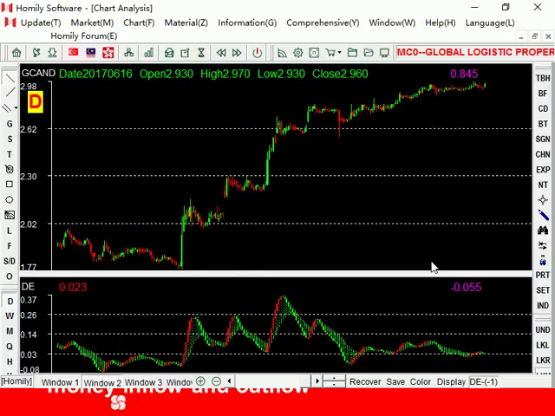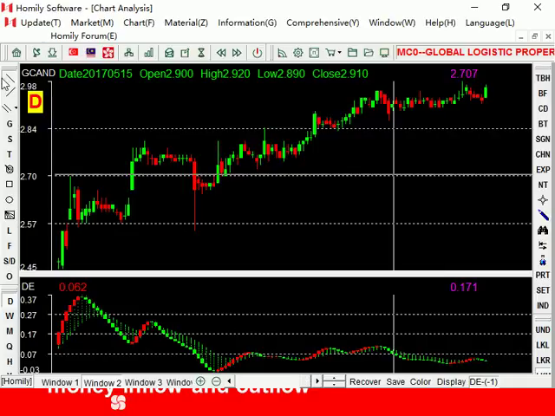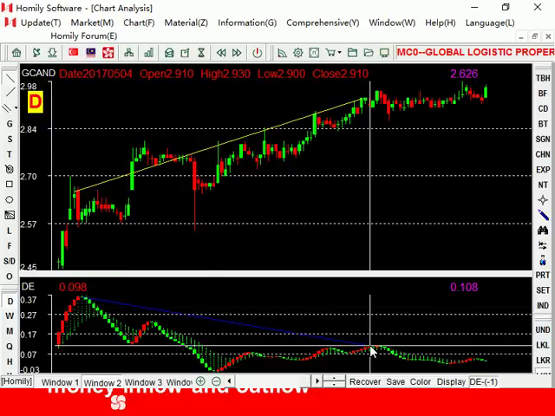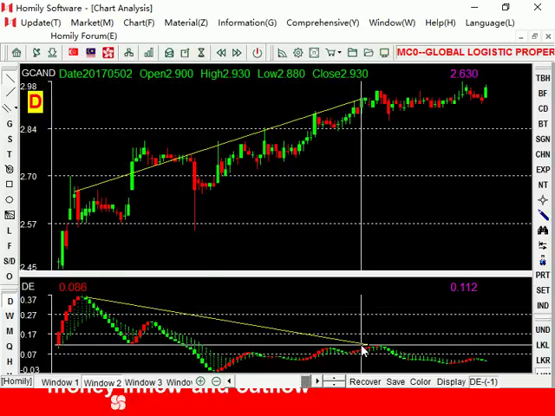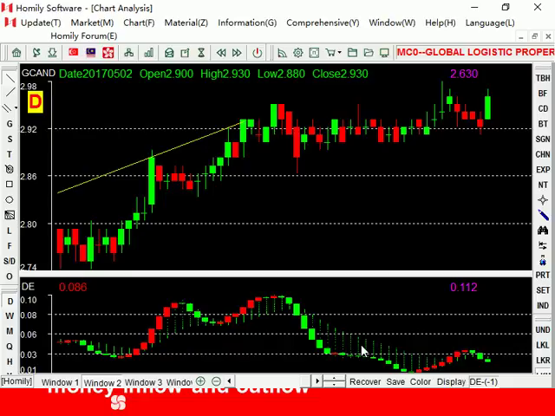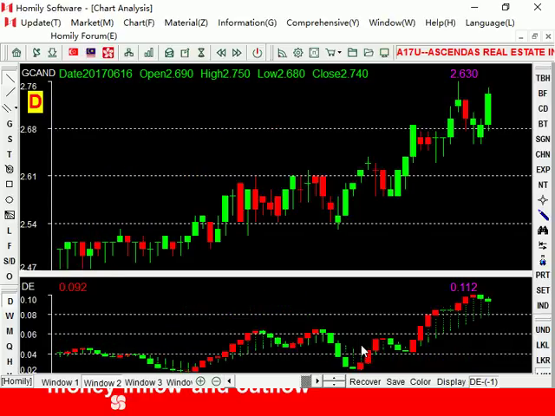Global Logistic, sideways for a long time. How to confirm? Just now we learned the price continues to go up, but the deviation for the high point continues to go down. Top deviation, bottom deviation. This is the top deviation, right? Okay, so let's check whether now is a good buy point or not. So firstly, let's see this one. Money inflow or outflow? Outflow, because it is a green column, right? Okay, and you had better wait and see.